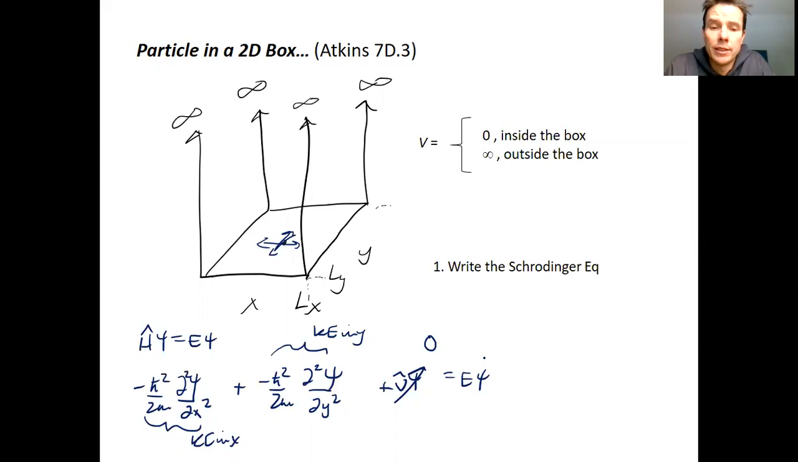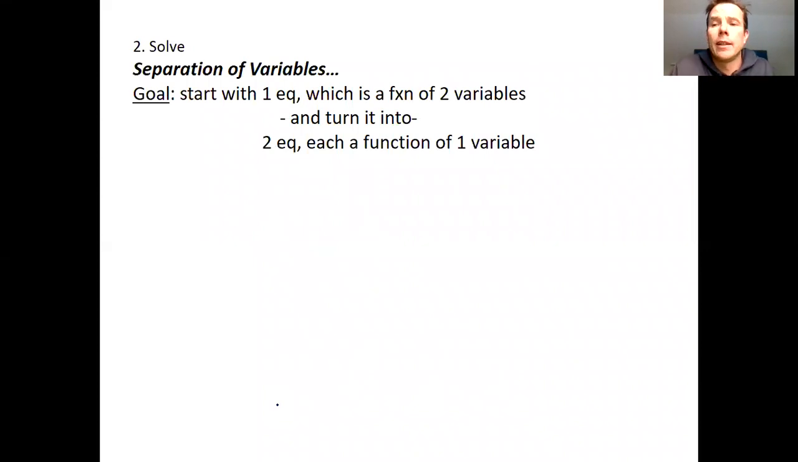Now, this looks very similar to the particle in a box, except for one important difference, which is that this differential equation depends on two variables. It's a multivariable problem. And so we need some new techniques to solve it. And the technique that we're going to use, we'll see throughout the semester, it's called separation of variables. So here's the idea. The goal is to start with one equation, which is a function of two variables. And we're going to turn it into two equations, which are each a function of one variable. So we're going to separate these two variables.